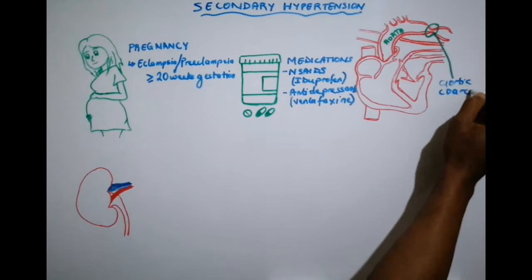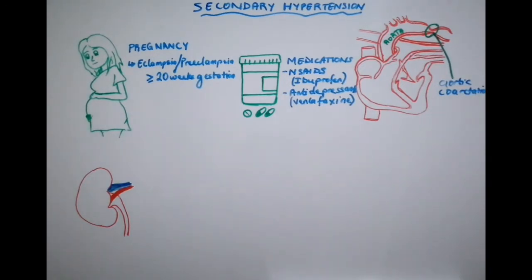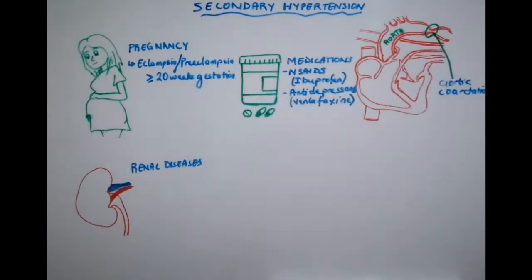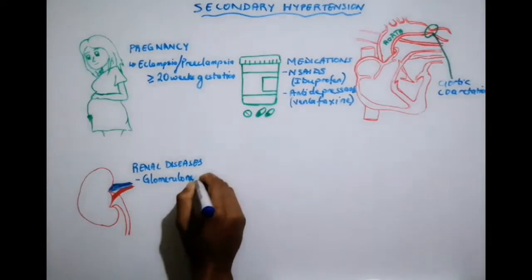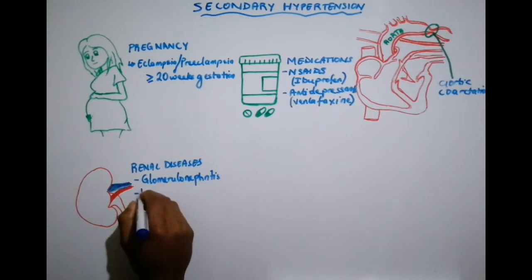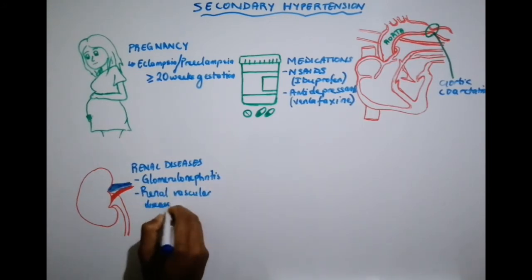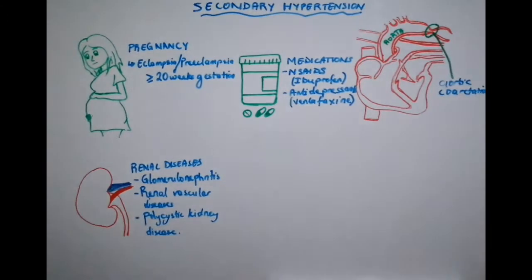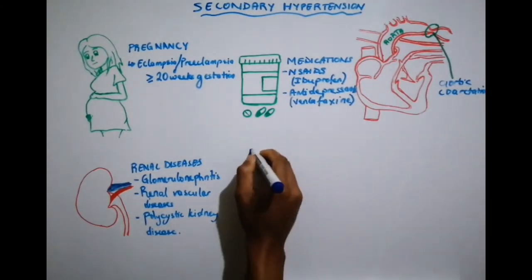Aortic coarctation is a known cause of hypertension. Some renal diseases are known causes of hypertension. For example, glomerulonephritis, renal vascular diseases like renal artery stenosis, polycystic kidney disease.